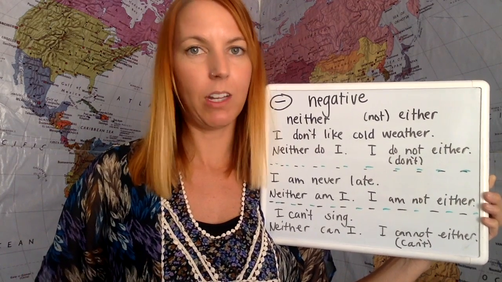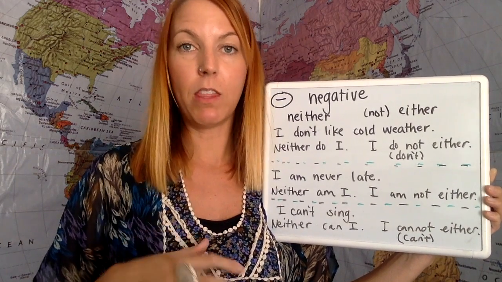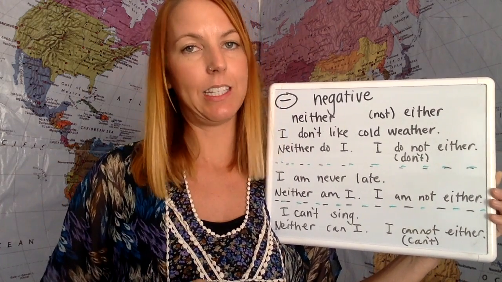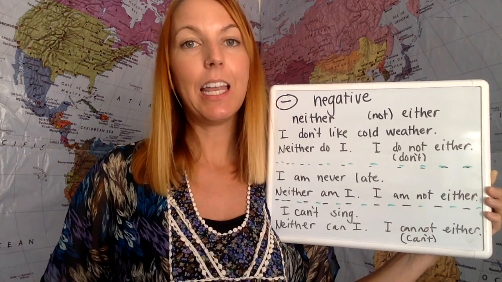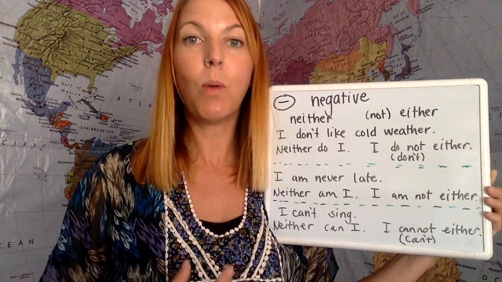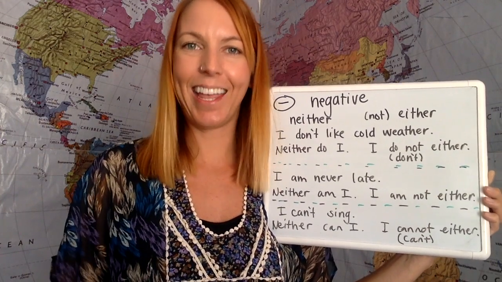Remember, most Americans will use the contractions. The same rules apply for the auxiliary verb and the verbs used. So when the sentence has the verb to be, the addition needs to have to be. I am never late, neither am I, I'm not either. And with modals or other auxiliaries, we need to repeat the same modal. I can't sing, neither can I, I can't either.